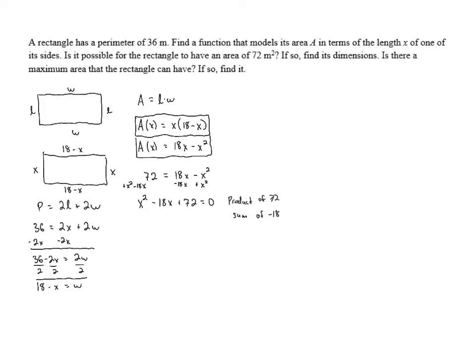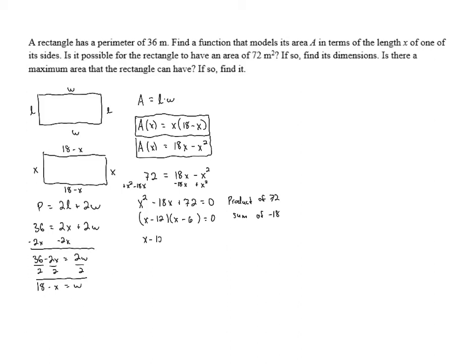Well, the two numbers are going to have to be negative if they multiply to be a positive but add to be a negative. Can you think of two numbers that have a product of 72 and a sum of negative 18? Well, those numbers do exist. They are negative 12 and negative 6. So we've got x minus 12 times x minus 6 equals 0.